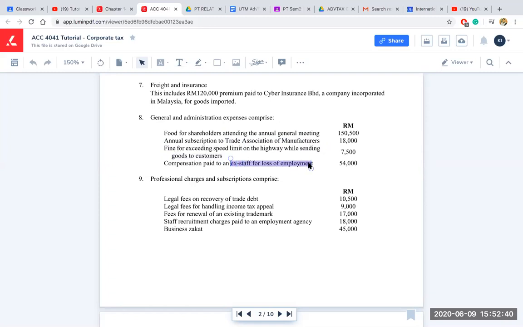This one is an allowable expense. Yeah, loss of employment is an allowable expense. Yeah, 54,000. So the answer should be nil. Why is it allowable, madam? Alright, because I mentioned earlier, anything to do with staff is allowable. This one is an ex-staff, of course. If you pay loss of employment, it must be paid to an ex-staff. You wouldn't pay loss of employment to staff who are still working, right? But it's related to your staff. So that's why it's allowable.